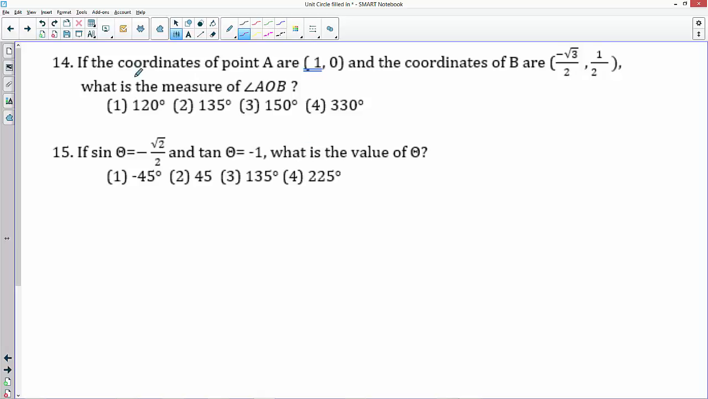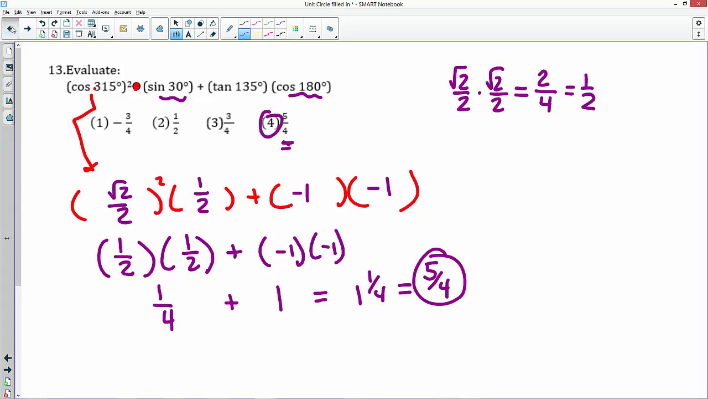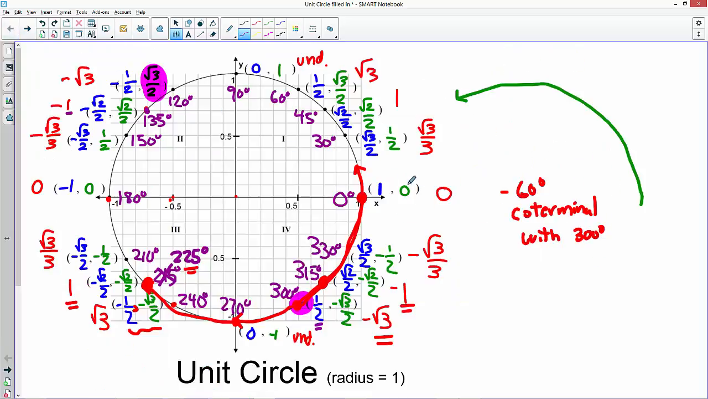Okay, 14. If the coordinates of point A are 1, 0, so what does that mean? Go to the unit circle, go to 1, 0. Here it is, 1, 0. And put a letter A here, okay? So we're going to name this point at 0 degrees A.